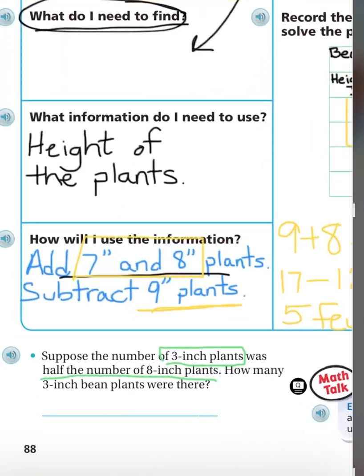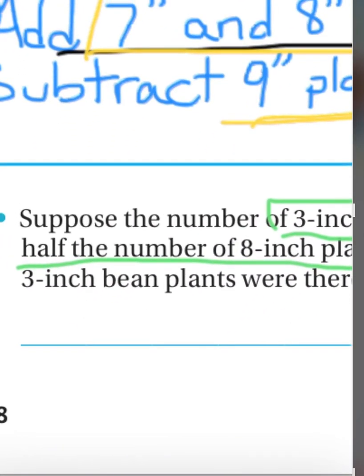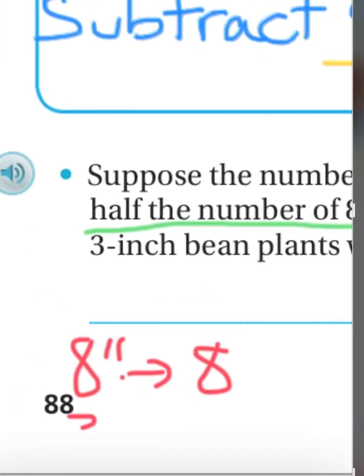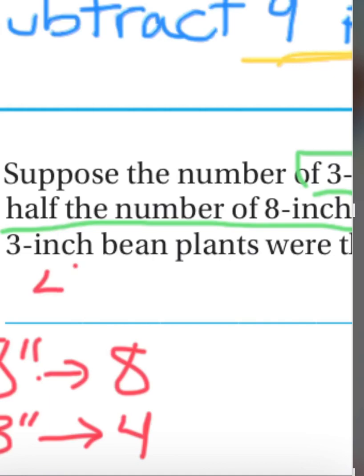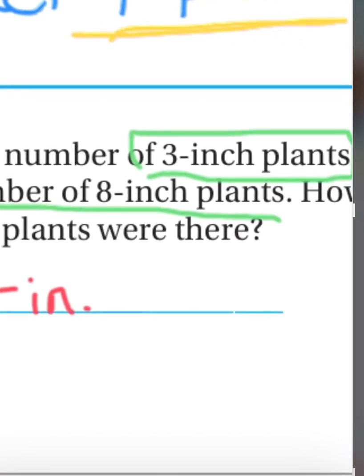So if we have 8-inch plants, there we go, there are 8. So 3-inch plants, we want half of that amount. That would be 4. 4 is half of that, right? So we would have 4, 3, here I'm going to abbreviate the word inch by putting IN period, 4 3-inch plants.